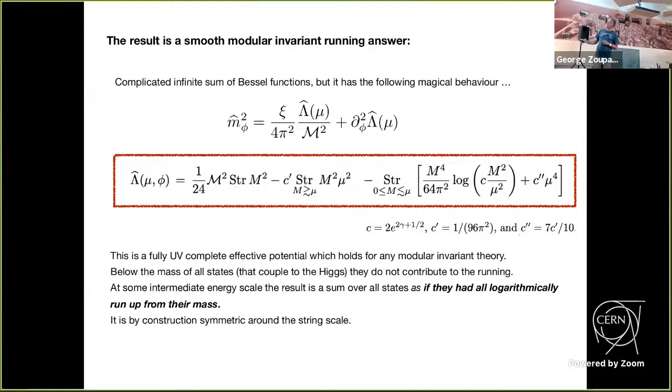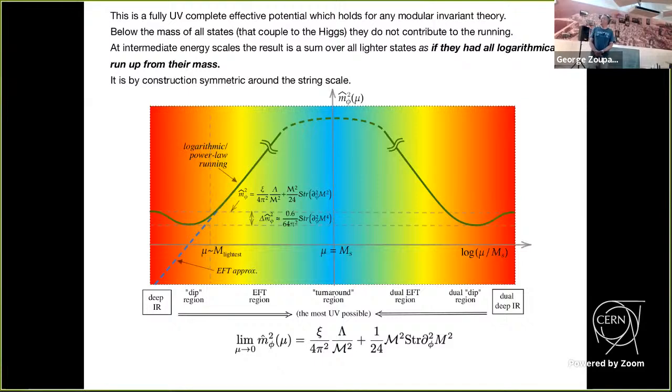This result and the infinite sum of Bessel functions, which this margin is not large enough to display, is a fully complete, UV complete effective potential, and it depends on the theory being modular invariant. It just depends on modular invariance. And it does everything that you need it to do. So below the mass of states, they fall out of the running. But when they're in the effective theory, then they will contribute as if they were running logarithmically up from their mass. And by construction, when we put in our regulator, everything is symmetric. So you end up with this sort of diagram.